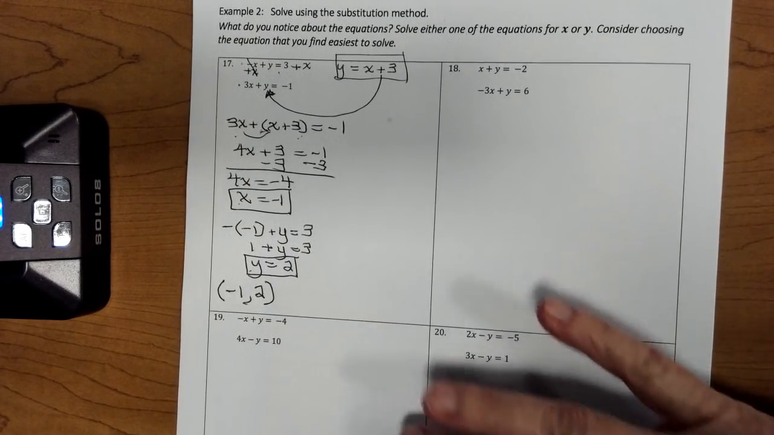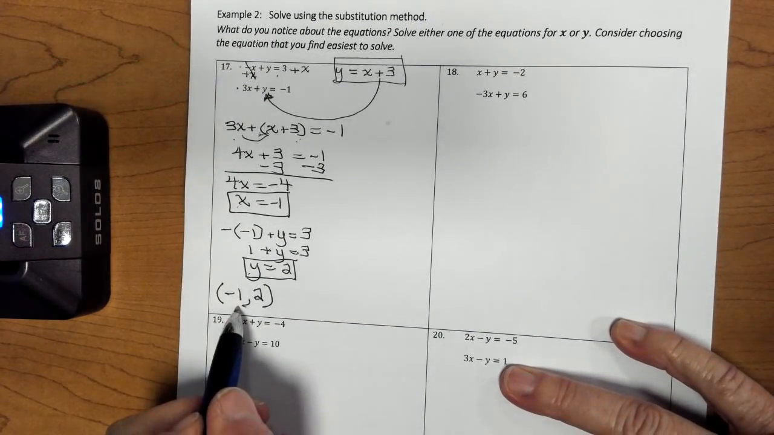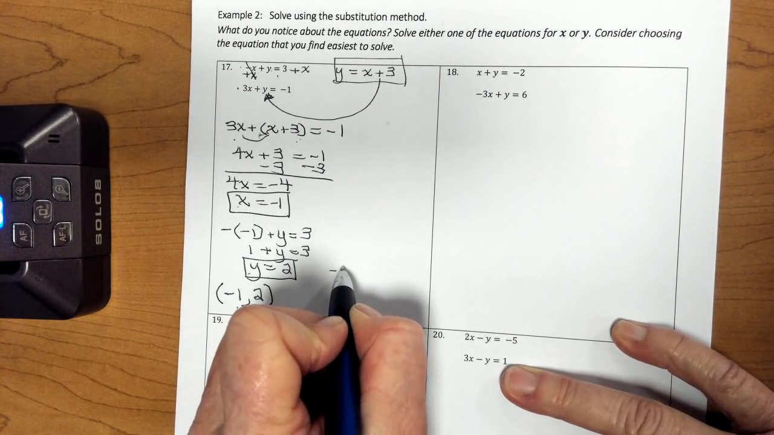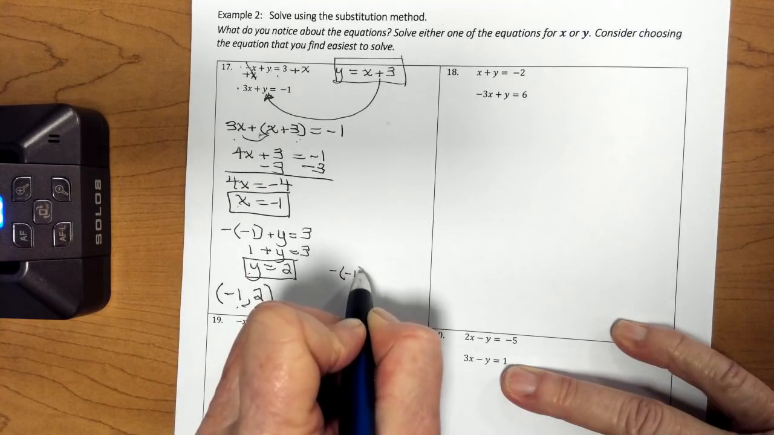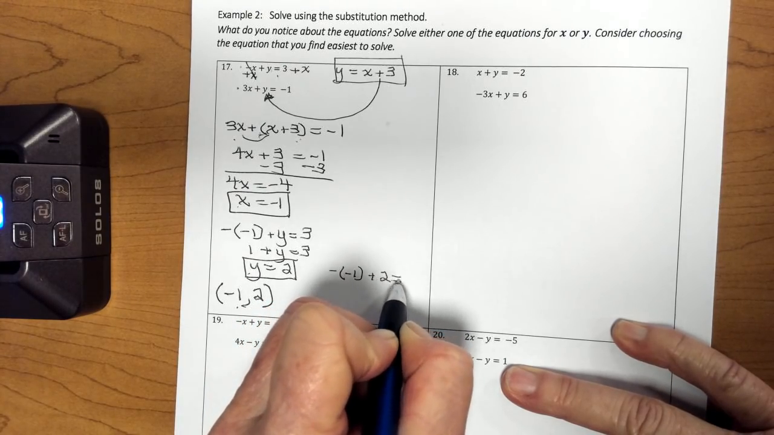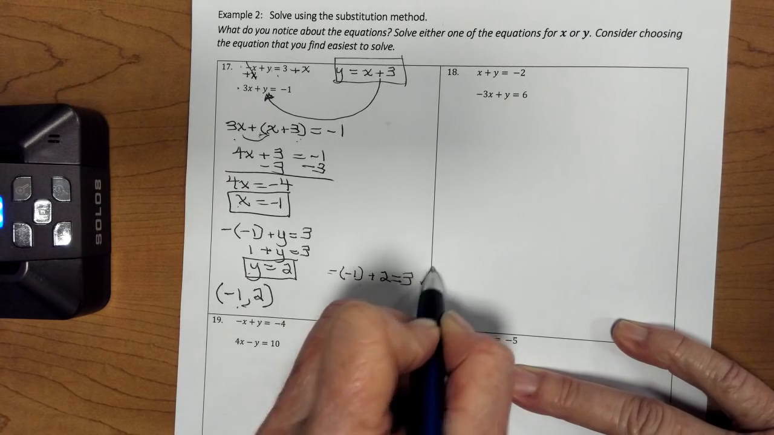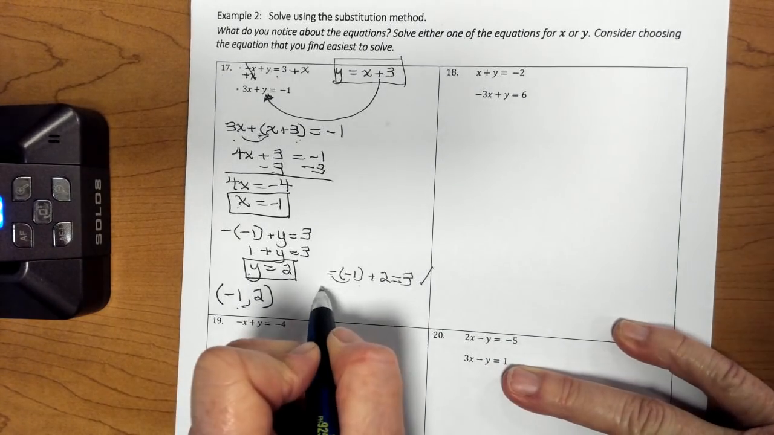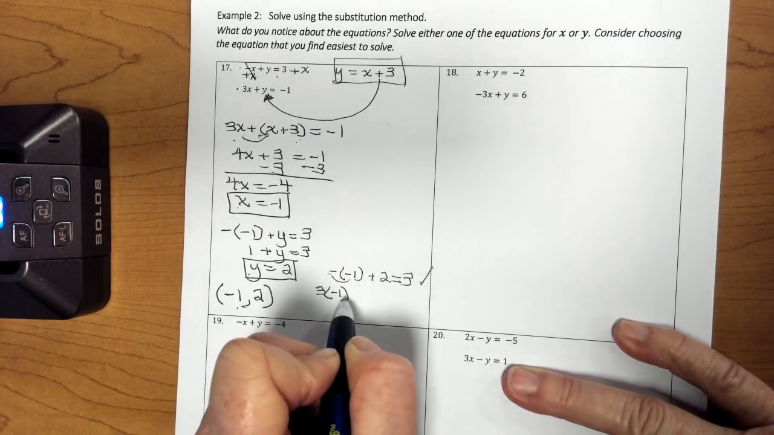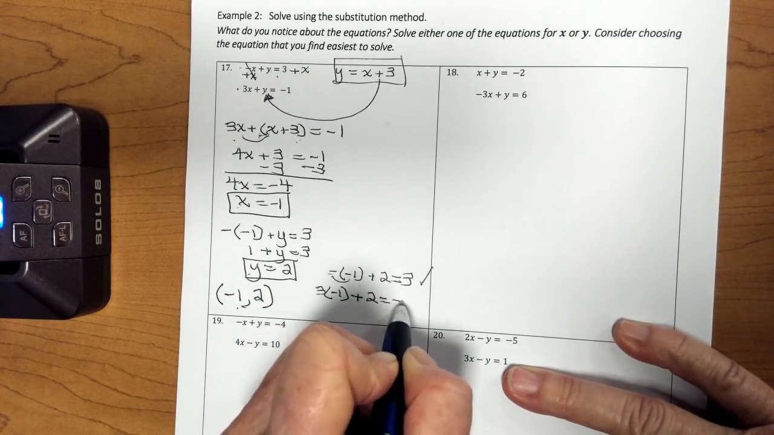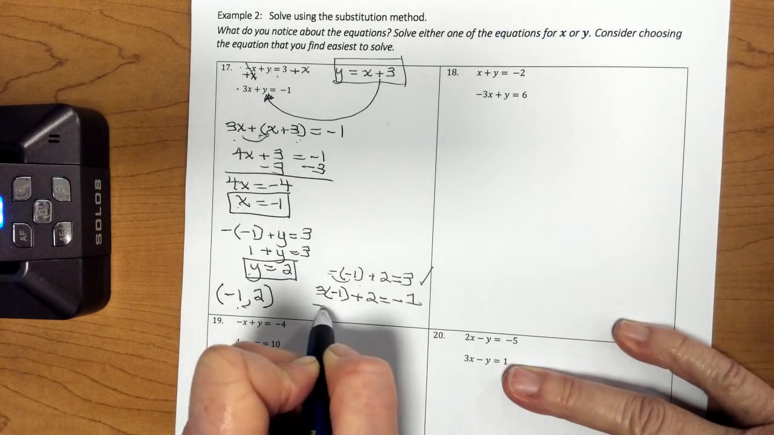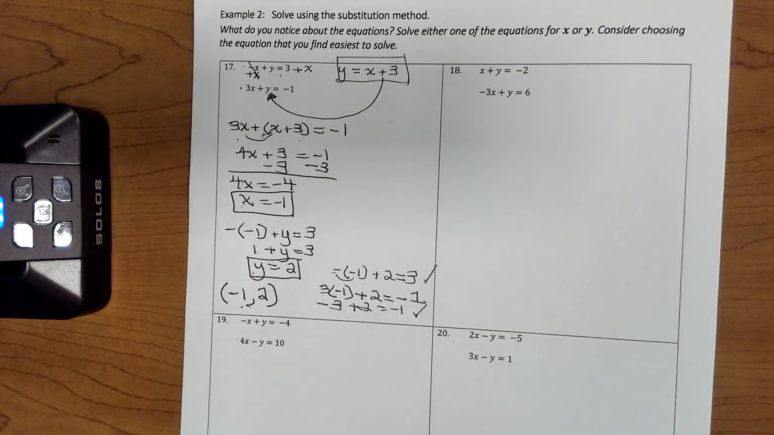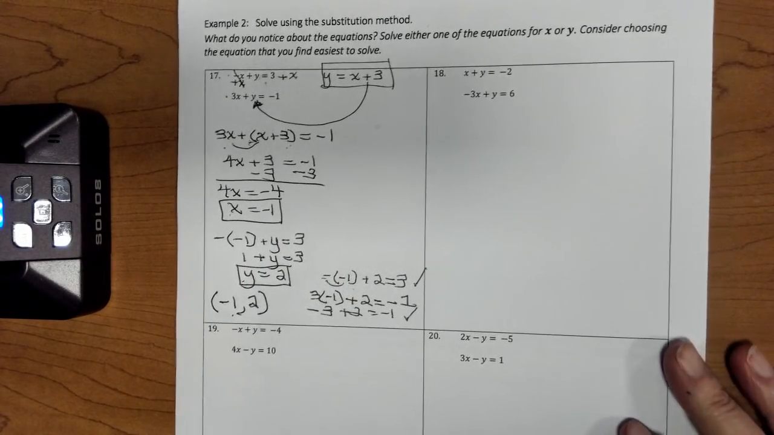So let's make sure by double checking our work. I'm going to plug it back into each equation. Negative 1 plus 2. Is that equal to 3? Absolutely, because this becomes a positive. So 1 plus 2 is 3. Now let's do the second one. 3 times negative 1 plus 2. Does that equal negative 1? Well, this is negative 3 plus 2, which is equal to negative 1. Absolutely, that works. So we did number 17.